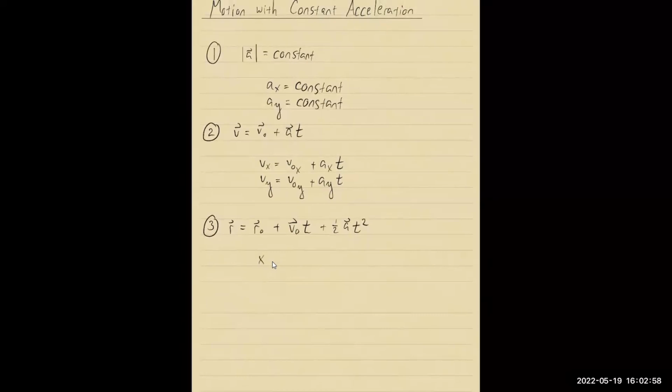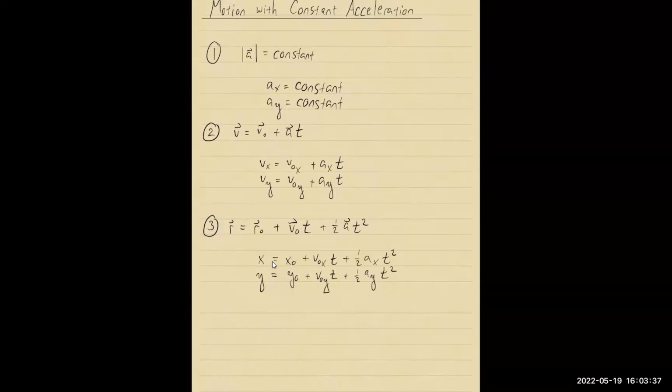So we have our final position in the x direction is equal to our initial position in the x direction plus the x component of our initial velocity times time, plus 1/2 times our acceleration in the x direction, times time squared. And similarly for y, except now we're using our initial position in the y direction, y naught, plus our initial velocity in the y direction, times time, plus 1/2 times our acceleration in the y direction, times time squared.